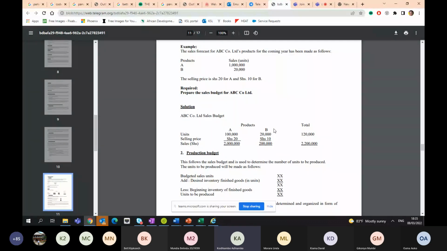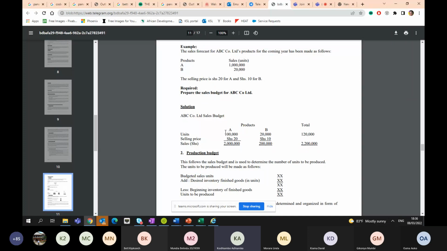Here we're being given product A and B, and as you can see, A and B have been put this way. Then remember to have your totals so that you can save time when you need to work with the totals later. We are told the selling price for product A is 20, and product B is 10. Makes sense? Basically a sales budget is to show the sales number. How do you get the sales number? Units times price. It's just a multiplication of the two.